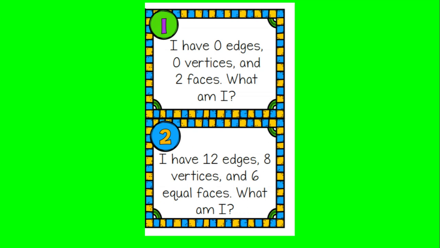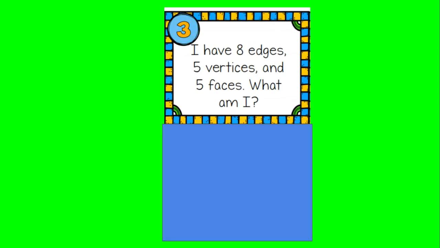All right, riddle number 2. I have 12 edges, 8 vertices, and 6 equal faces. There's your clue for that one, those equal faces. What am I? So 12 edges, 8 vertices, and 6 equal faces. Equal, equal, equal. What shape did we look at where all of the faces were exactly the same? If you said cube, you are correct. All right, riddle number 3. I have 8 edges, 5 vertices, and 5 faces. What am I?